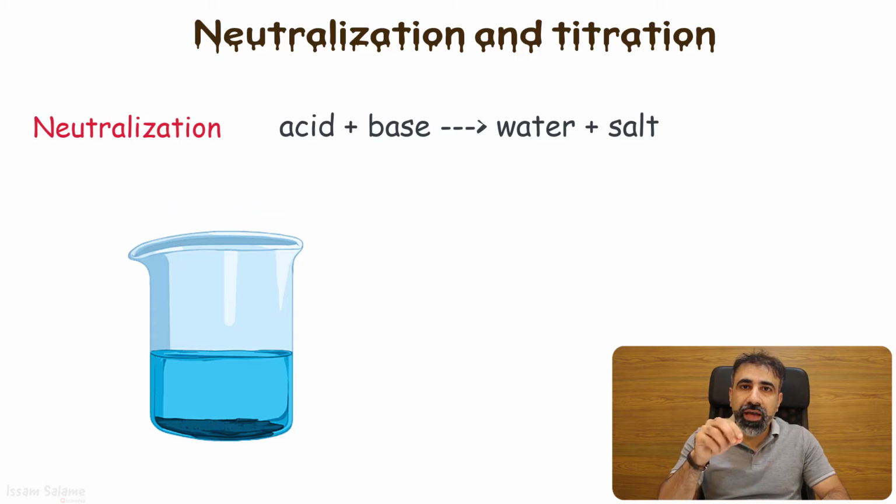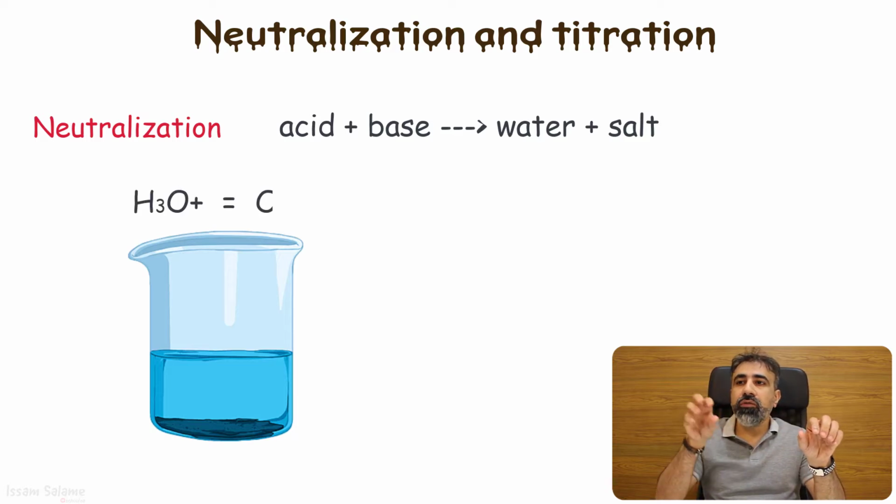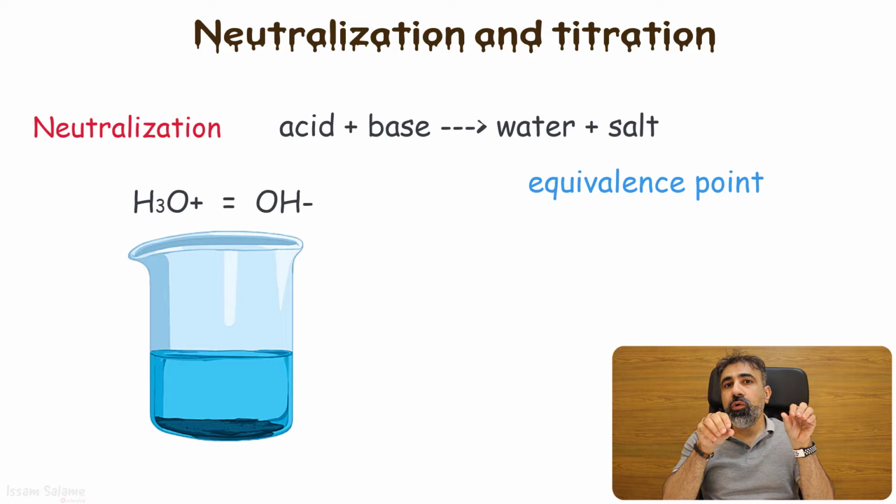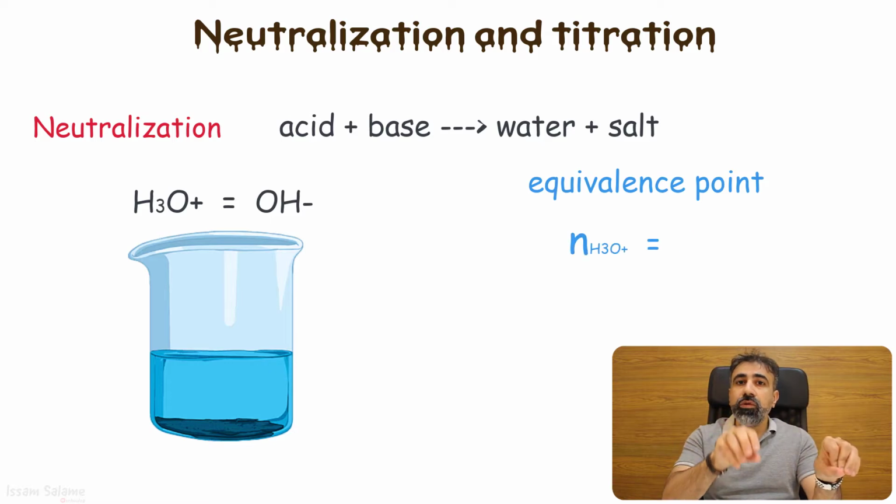So you have to add base until you reach a point where the amount of the hydronium ions is equal to the amount of the hydroxide ions. This point is called the equivalence point. At the equivalence point, we get a neutral solution, and the number of moles of hydronium ions is equal to the number of moles of hydroxide ions.